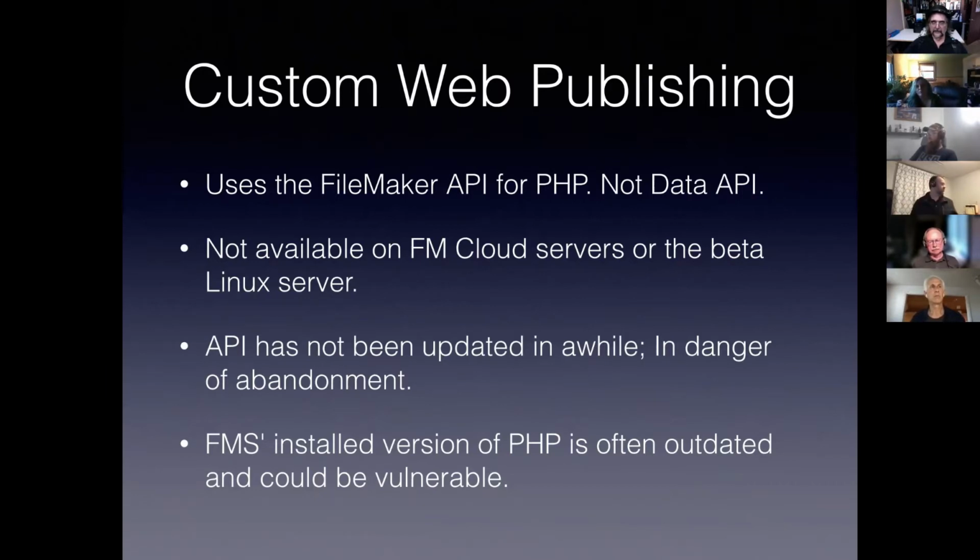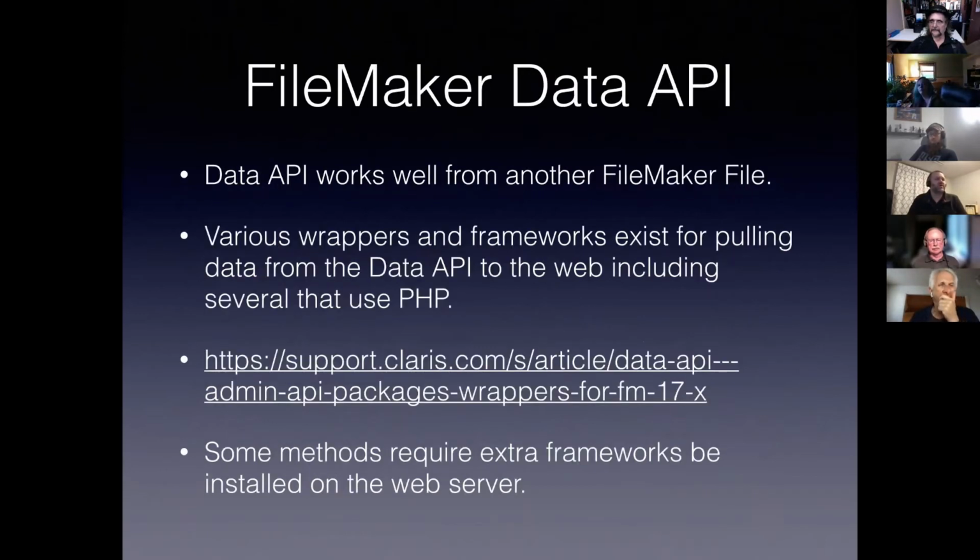Also, FileMaker server's installed version of PHP is often a version or two outdated. There could be vulnerabilities, and there are ways to update that, but it's just not that way out of the box, which is kind of a bummer. And Dean, I think the Linux is out of beta, and still they're not putting the PHP custom web publishing in it. So yeah, I'm pretty sure they want that to go away. Yeah, that's what it looks like. But fortunately, we have a solution.